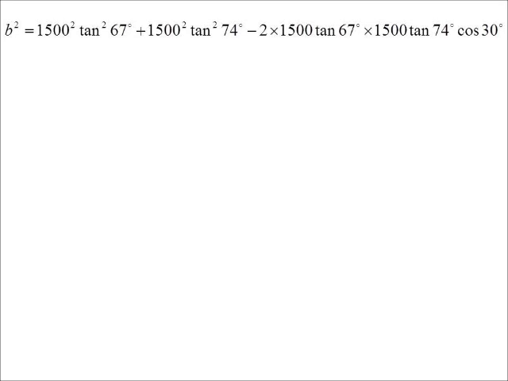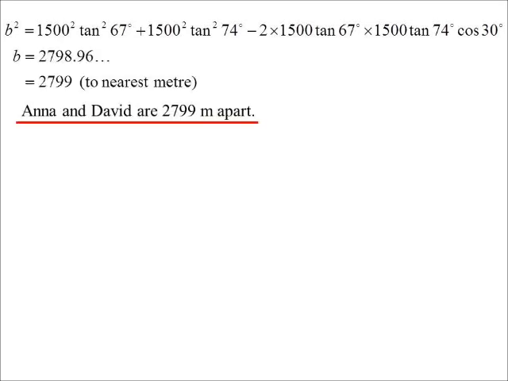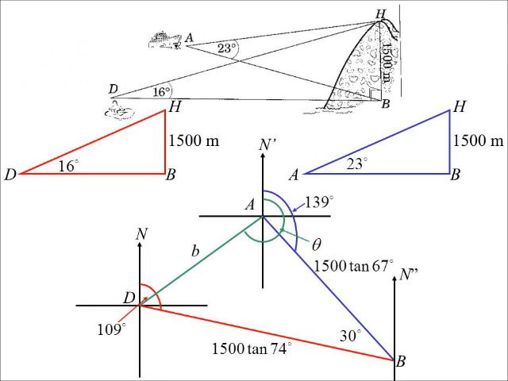Okay, 1500 squared, tan squared 67, plus 1500 squared, tan squared 74, minus 2 times 1500 tan 67, 1500 tan 74, cos 30. Punch it all into the calculator. Find the square root to the nearest metre, 2,799 metres. I suppose it's fair enough they can't see each other, so they're almost 3 kilometres apart. But they don't have a telescope, they've got a clinometer and a compass. All right, we know how far apart they are.